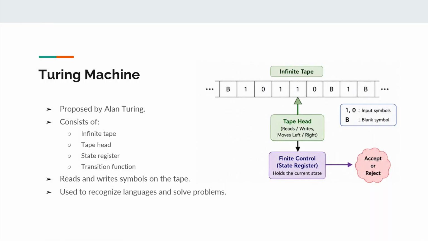A Turing machine was introduced by Alan Turing. It contains an infinite tape, a tape head that can read and write symbols, and a set of states. The machine processes symbols according to transition rules and is used to recognize languages and solve computational problems.